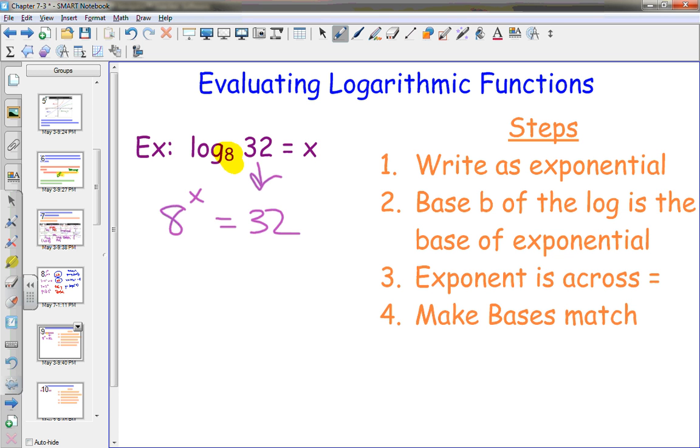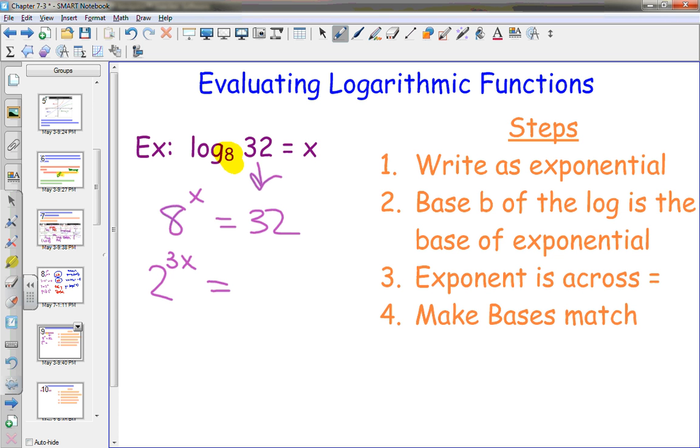Now here's the thing. Is 8 a prime number? No. Can I express 8 as a prime number? Yeah. A prime number to a power. What prime number to what power is equivalent to 8? 4 is not prime. So 2 raised to what power is 8? 2 times 2 is 4, times 2 is 8. So therefore, 2 cubed is 8, and I tack on that lovely little x.